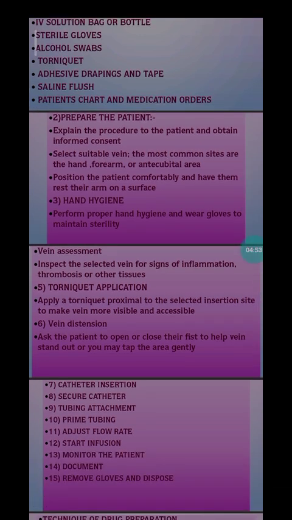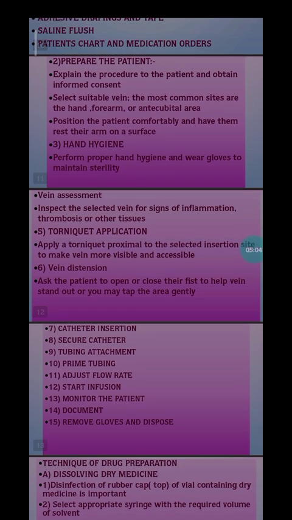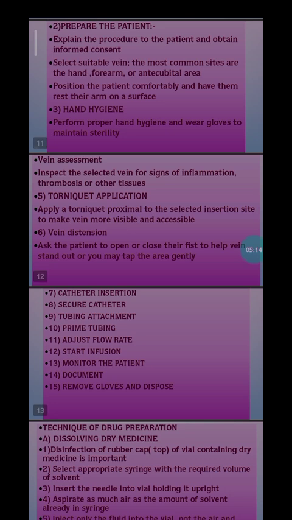5th, tourniquet application. We have to apply a tourniquet proximal to the selected insertion site to make the vein more visible and accessible. Number 6 is vein distension. We have to ask the patient to open and close their fist to help the vein stand out, or you may tap the area gently. Number 7 is catheter insertion.